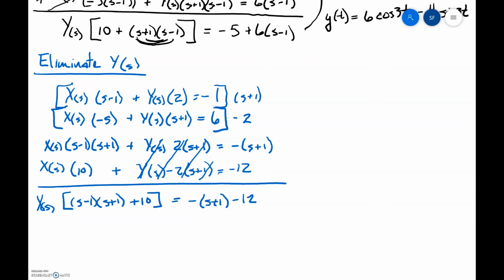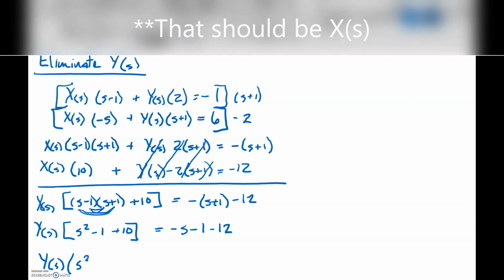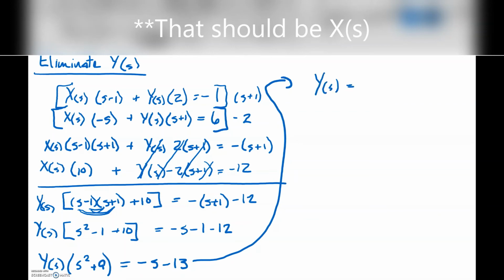Okay, let's do some simplification. If I FOIL this out, I get s squared minus 1 minus 10, and on this side, negative s minus 1 minus 12. So X of s times (s squared minus 11) is negative s minus 13. Okay, let's take this up here. That means X of s is going to be negative s minus 13 over s squared minus 9.